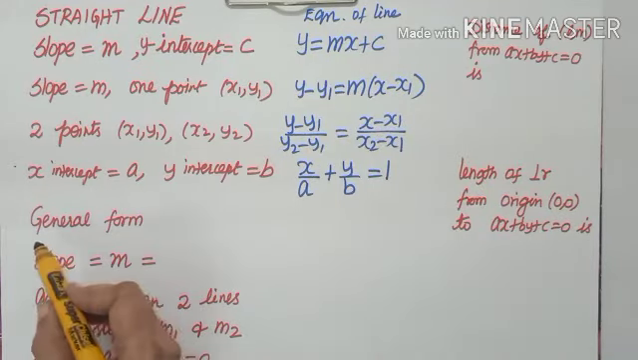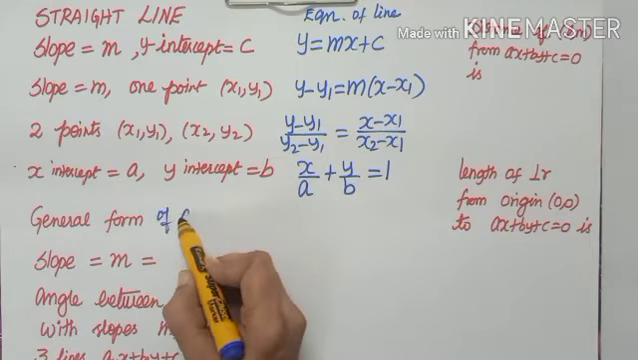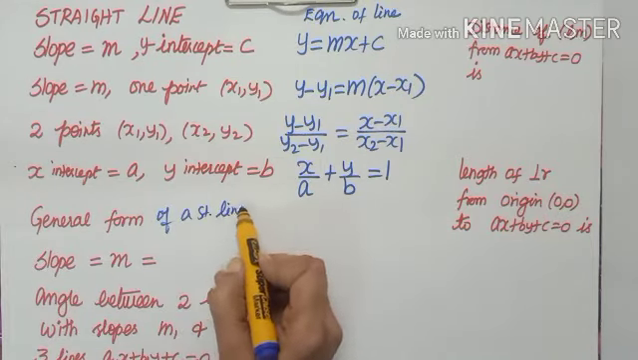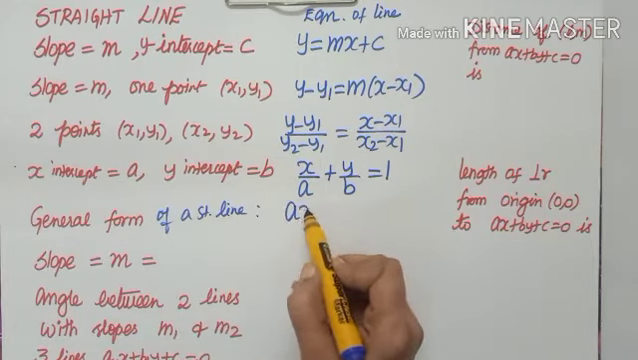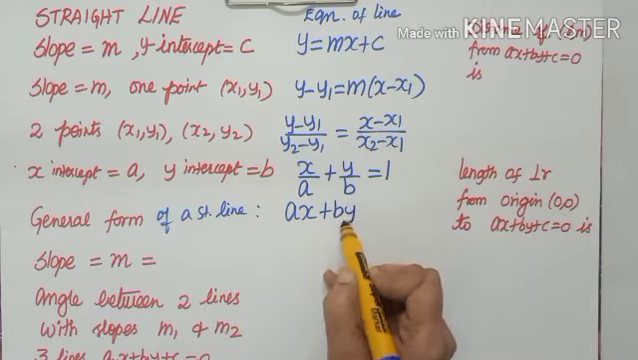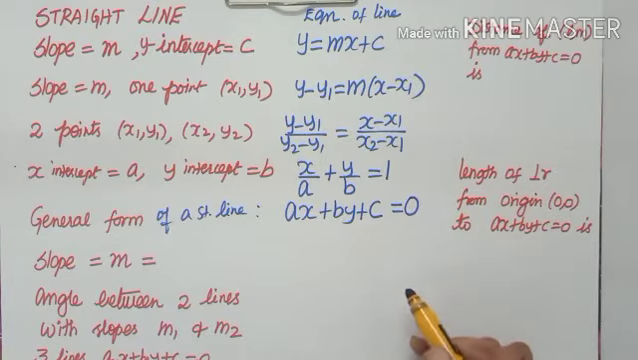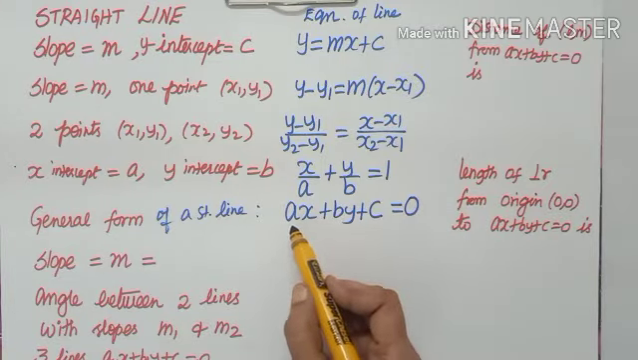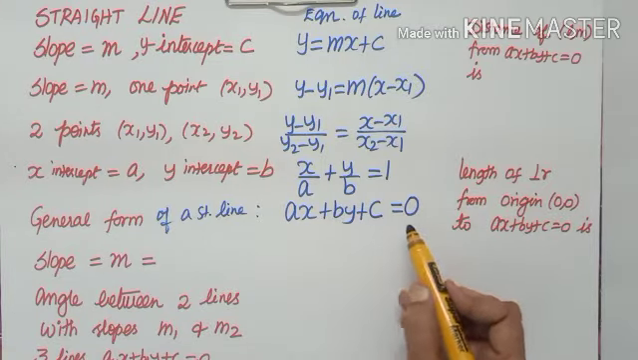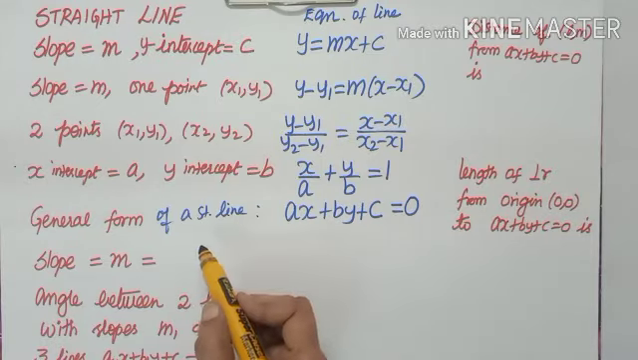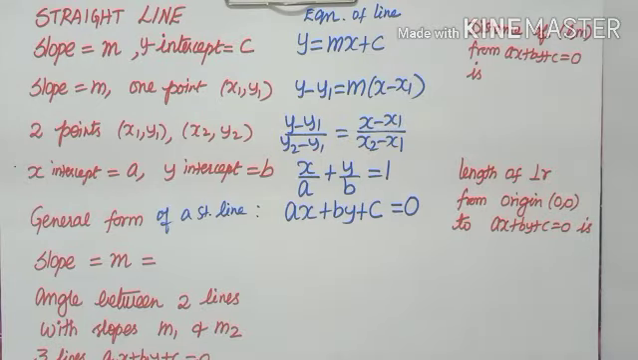So, the general form of a straight line, how do I call? Some x, some y, some constant equal to 0. So, I call ax plus by plus c equal to 0 as the general form of a straight line.